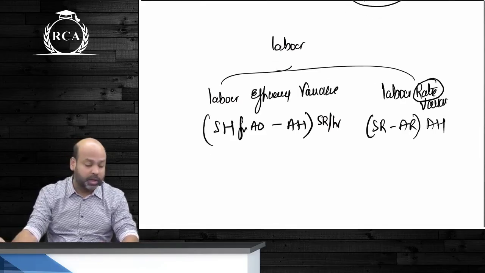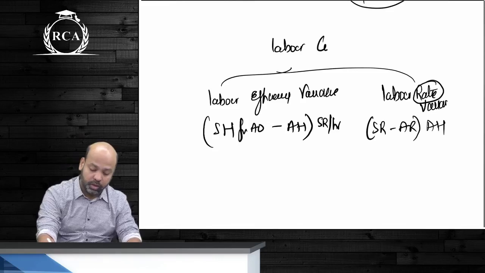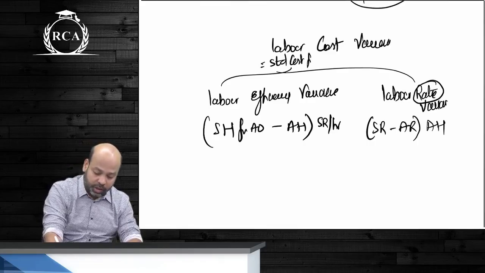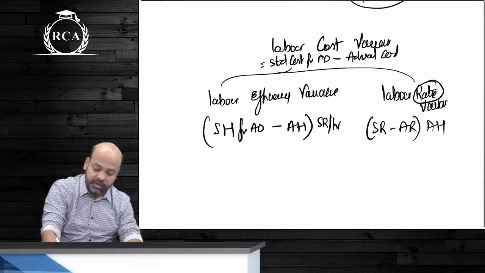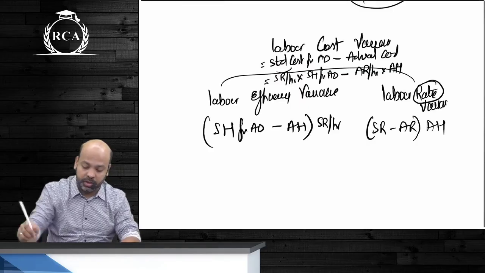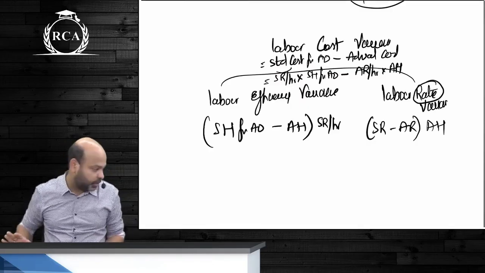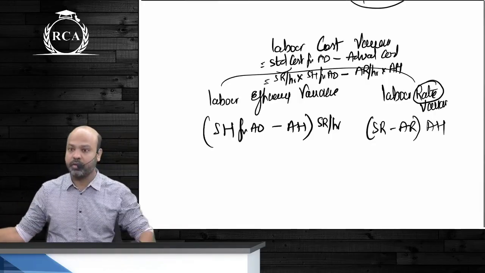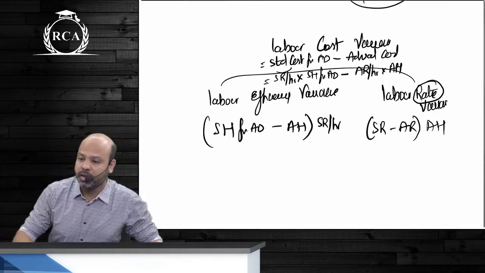So labor rate variance, guys, both put together will become your labor cost variance, which will still be standard cost for actual output minus actual cost. That is SRSH, standard rate per hour, multiplied by standard hours for actual output minus actual rate per hour into actual hours. This will be the classification of variance. Labor cost variance, guys, being segregated into labor efficiency variance and labor rate variance.